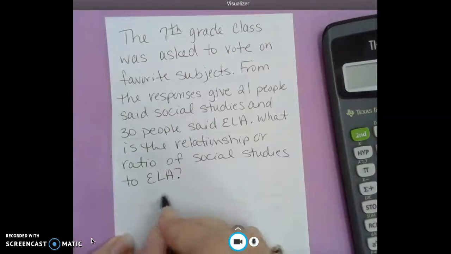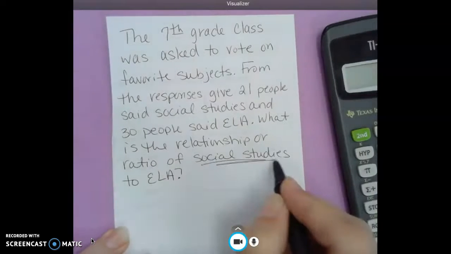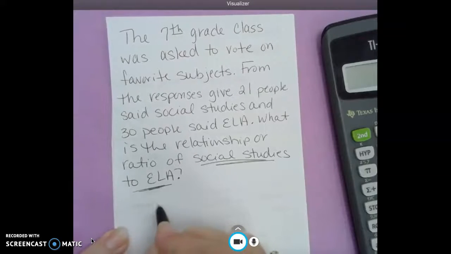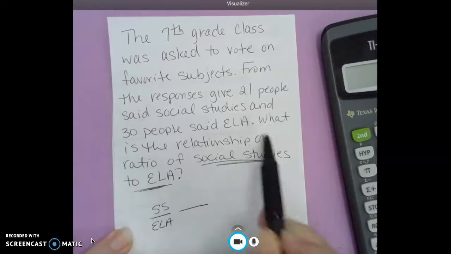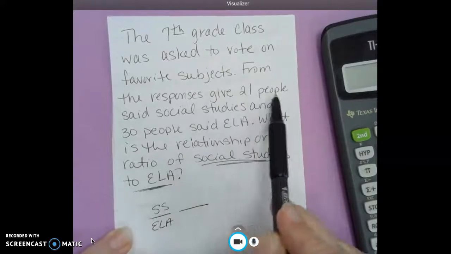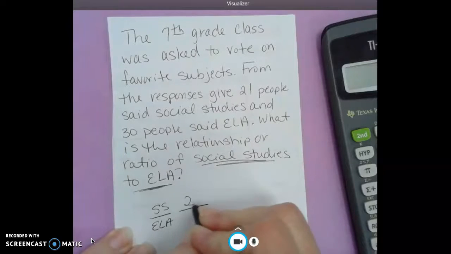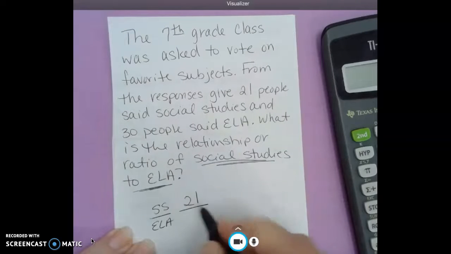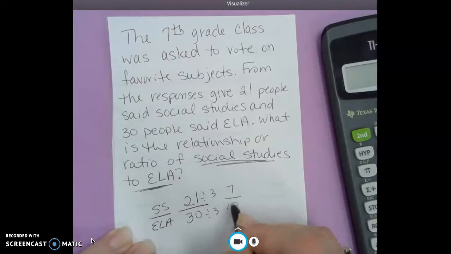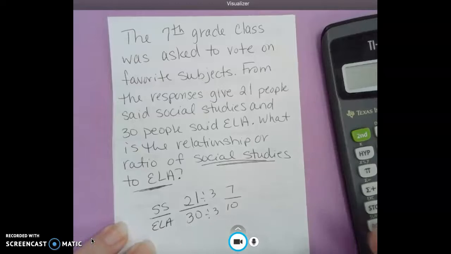You've got to be really careful because it says social studies to ELA. So we want social studies on top and ELA on the bottom. So if we look back in our problem, it says 21 people said social studies. So 21 goes on the top, and 30 people said English language arts. So 30 goes on the bottom. And now we would divide both of these by 3, and we get 7 over 10. And that is the smallest we can make that ratio.